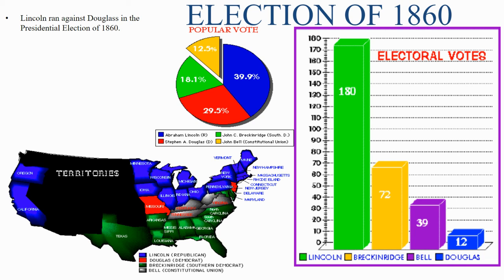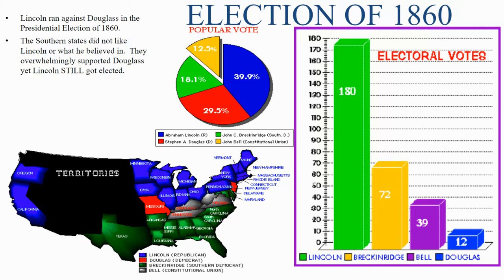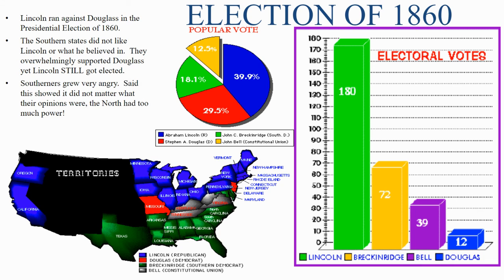Okay. So Lincoln and Douglas are the main opponents in this election. Breckinridge and Bell should have been a distant third and fourth. The southern states did not like Lincoln or what he believed in, and they overwhelmingly supported Douglas, but Lincoln still got elected.